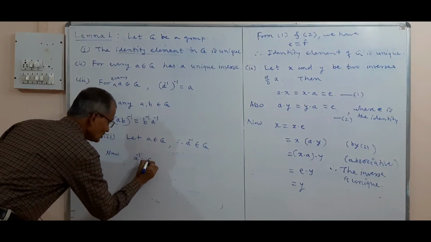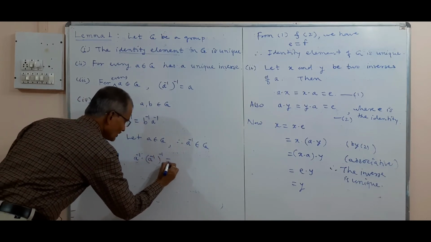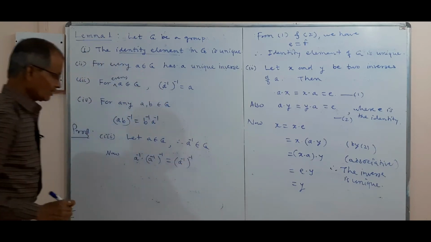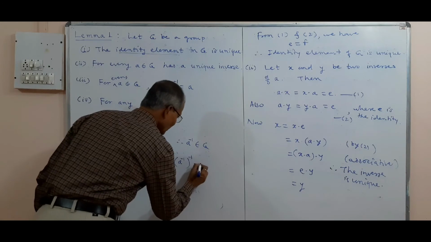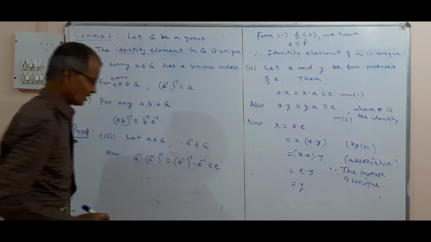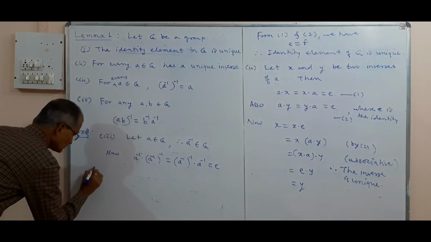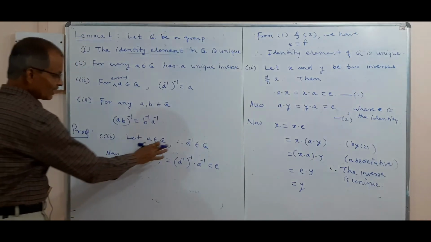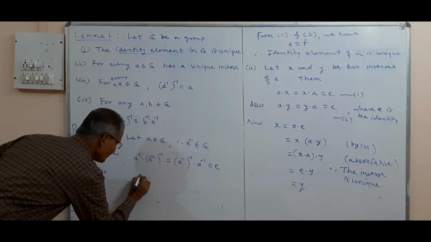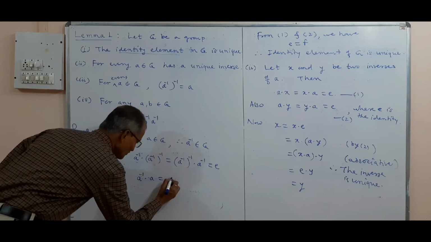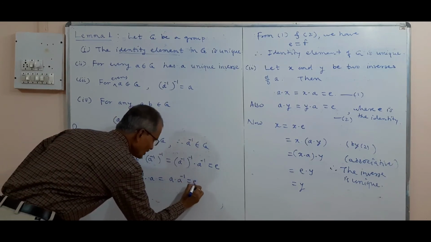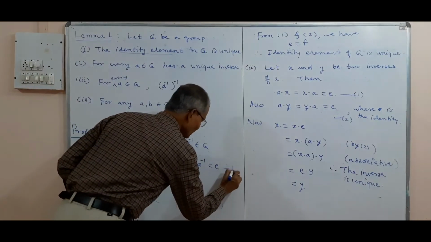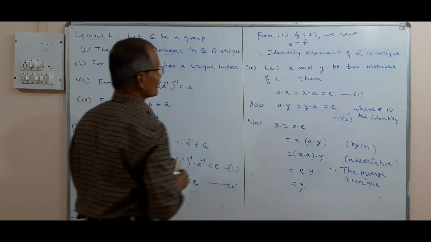A inverse into inverse of A inverse is equal to, by definition of inverse, inverse of A inverse into A inverse, and this must result in E. Also, the composition of two inverse elements is E, but A and A inverse are also inverses of each other. So that we will have A inverse into A is equal to A into A inverse is equal to E. So both must satisfy.